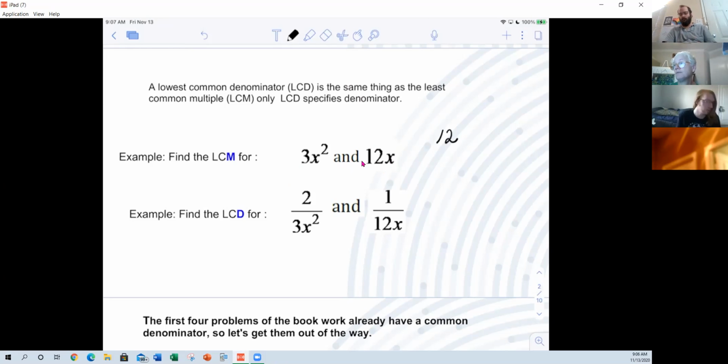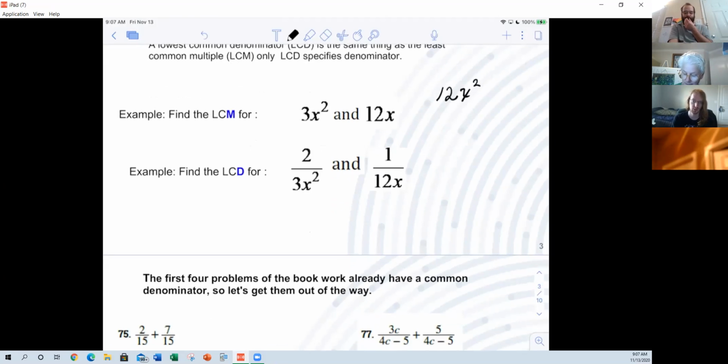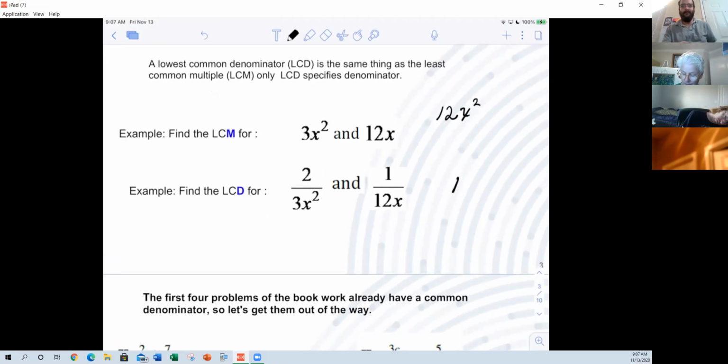Generally speaking, that works. And if we come to one that it doesn't work on, we can look at all the factors. Then when I'm looking at the variable parts, I always take the variable part that has the bigger exponent. So x squared would be it. Just to check, I say, is 12x squared evenly divisible by 3x squared? It absolutely is. Is 12x squared evenly divisible by 12x? It is. They both will go into 12x squared. So if they ask for the lowest common denominator, it's going to be exactly the same thing, just 12x squared. And in a minute, we'll talk about what we do next.